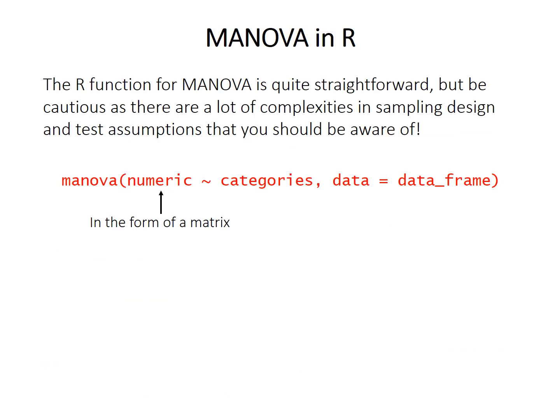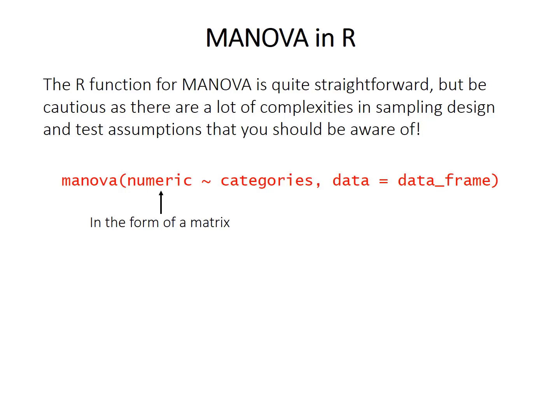So the MANOVA function in R is deceptively simple. But remember, there's a lot of assumptions and a lot of complexities with sample design. Things like unequal sample sizes, things like covariances between the variables can both be issues. We're just going to gloss over all of that because I'm not focusing specifically on the data that you might have. But if you're using this for real work, you probably want to be careful and really assess whether what you have set up in terms of your sampling is good for MANOVA.